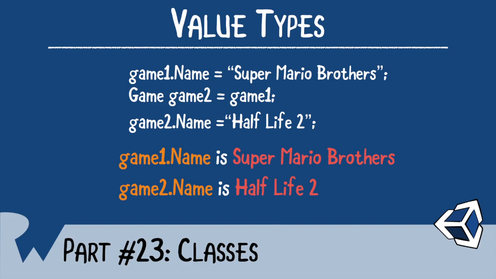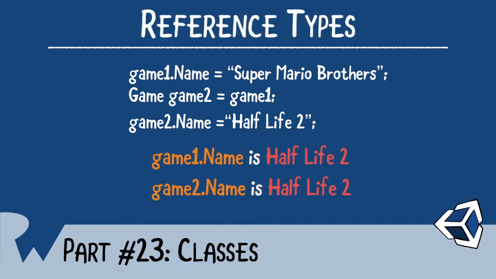This all changes once the struct is converted into a class. Now, both object names are called Half-Life 2. The reason for this is that when you copied the class object, you weren't copying the entire object like with a struct, but instead you were copying the reference to the object. To understand what this really means, you have to understand how memory is managed in C#.